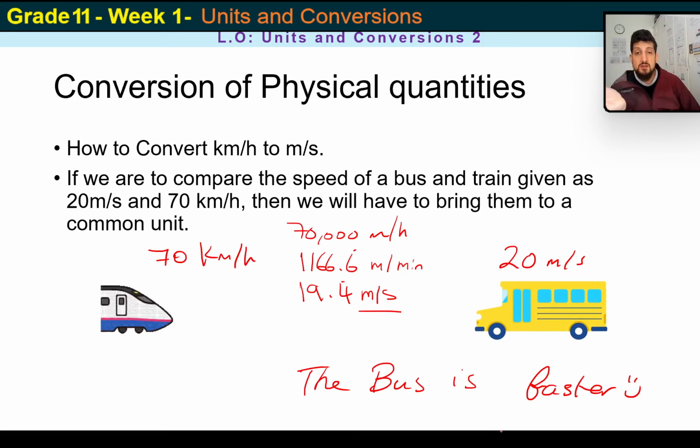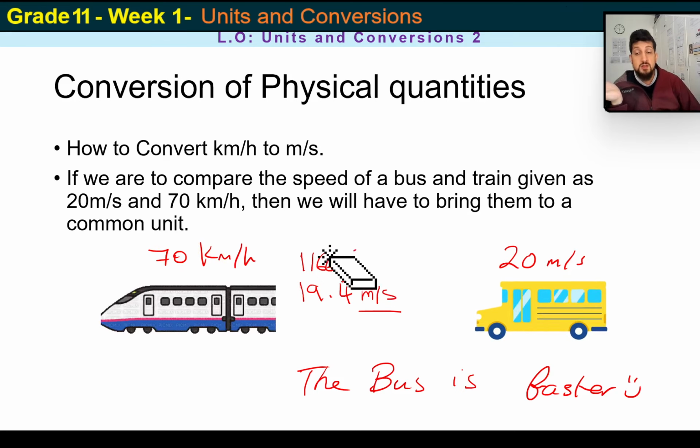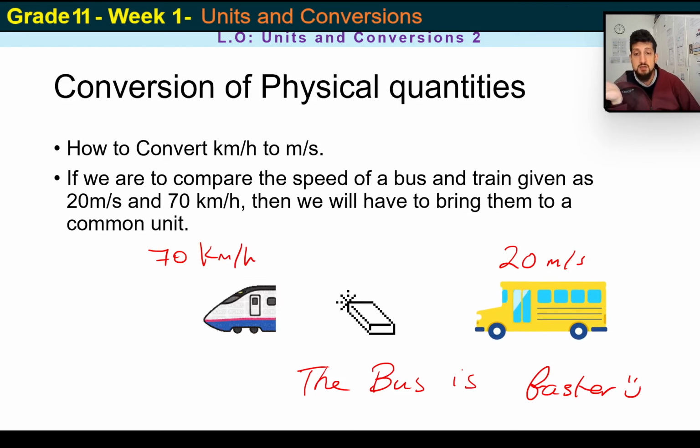Could I have done the other way? Could I have done it so that instead of changing the train to meters per second, could I change the bus to kilometers per hour? Most certainly. Let's do that. If you think you know how to do it, then please pause the video, do it, and then check your answer with me. Well, we know the bus is faster, so I'm just going to keep it as it is.